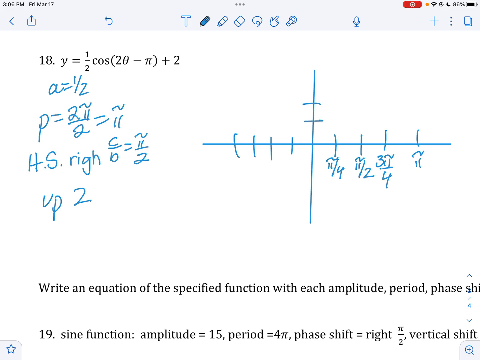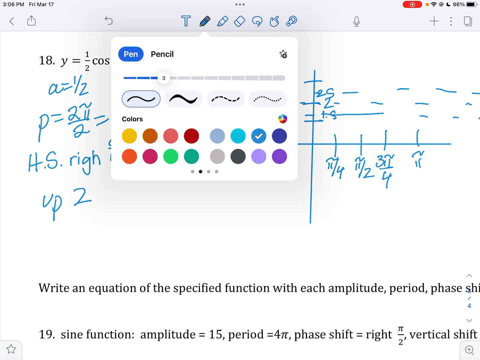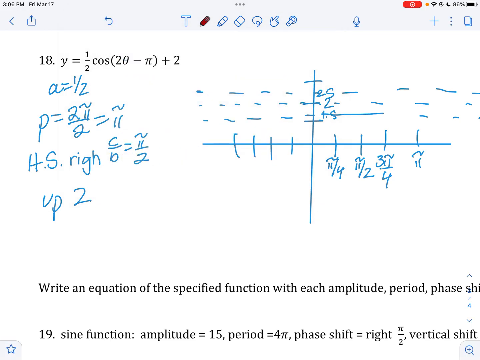This one moved up 2, so I'll dash in a line there. And then the amplitude is half, so put one right here. So that's 2.5 and 1.5. Cosine. Cosine starts high, so it normally starts here, but it moved to the right pi over 2. So it would go there. So the next one would be middle, down, middle, down, middle, high, middle, down.